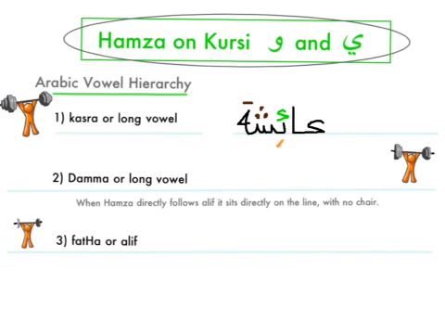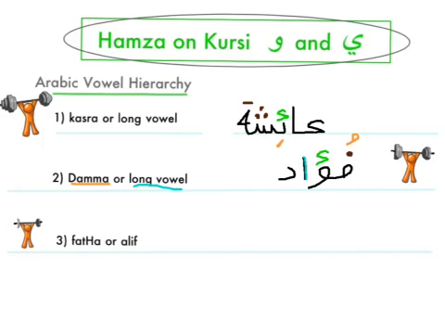The second strongest vowel is dhamma or long vowel. When Hamza is surrounded by dhamma or long vowel, waw will serve as a chair for Hamza. Now, let's examine the word fuad. I want to see if you know where we put Hamza. Here we have the long vowel alif, and we have dhamma and fa. So the Hamza comes on the waw, correct.